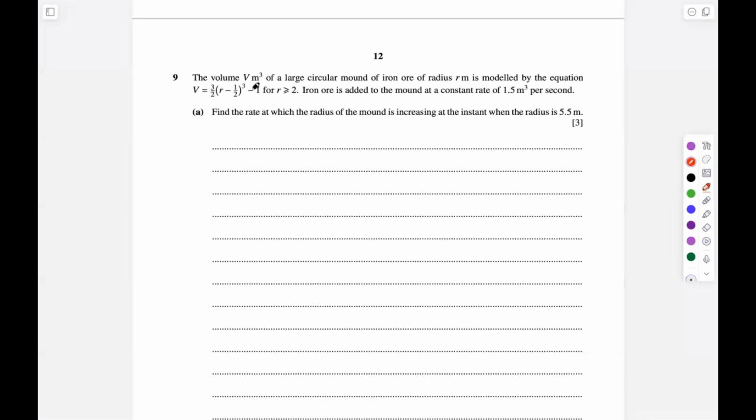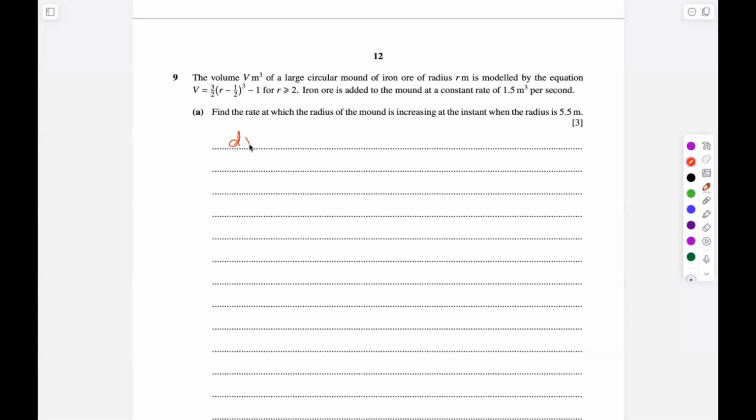In question 9, the volume V meter cube of a large circular mound of iron ore of radius r is modeled by V = 3/2 (r - 1/2)^3 - 1 for r greater than or equal to 2. Iron ore is added at a constant rate of 1.5 meter cube per second. Find the rate at which the radius of the mound is increasing at the instant when the radius is 5.5.